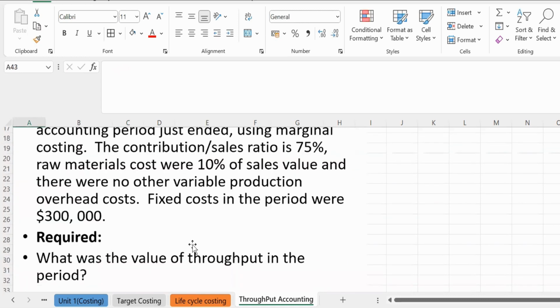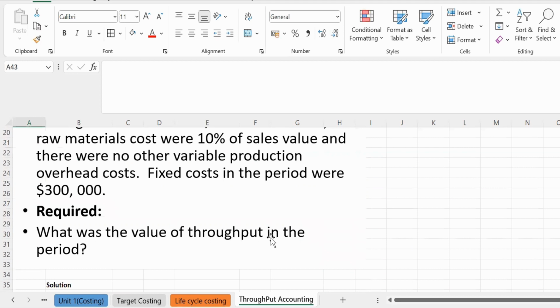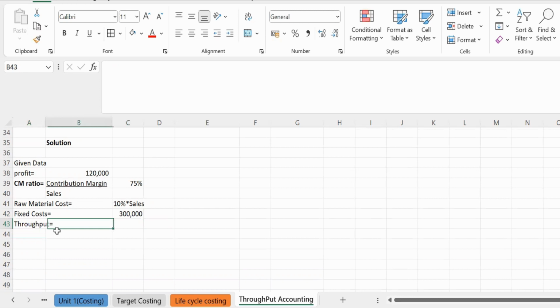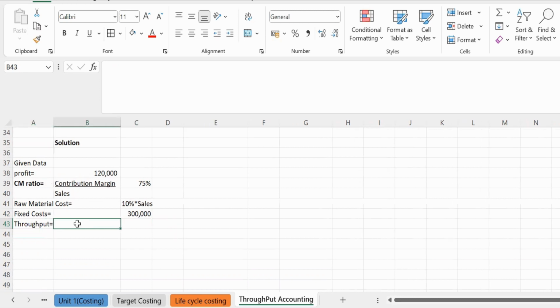They say required: what was the value of throughput in the period? Once I look at this, I know that to find the throughput I need to take sales value minus raw material cost. Is it okay? Now I ask myself, do I have sales? Do I have raw material cost? They say raw material cost is 10% of sales, and there is no sales here. So how can I determine sales? How can I get sales?